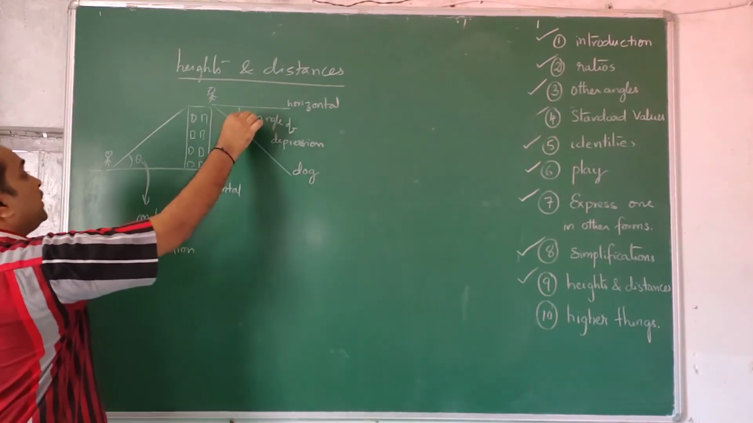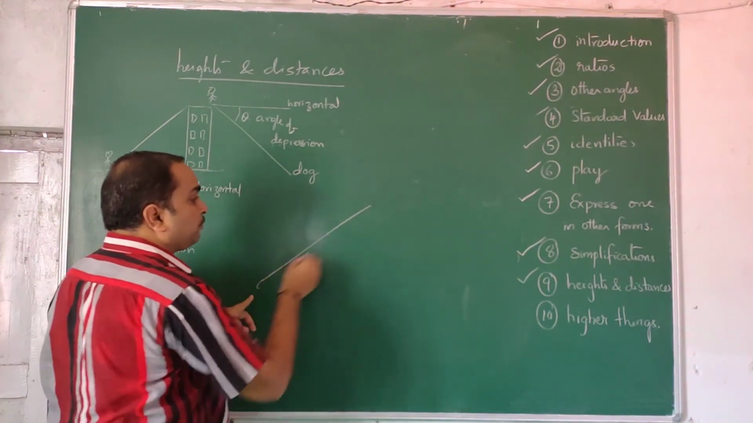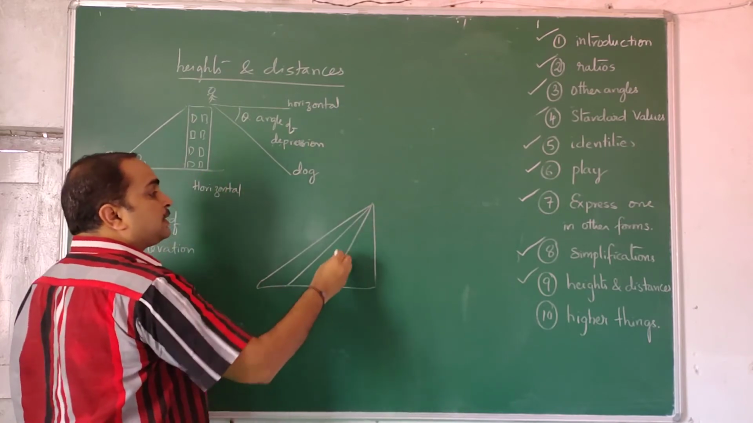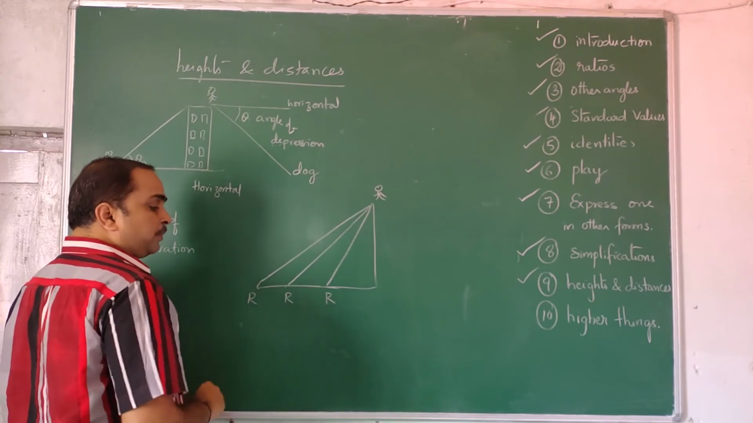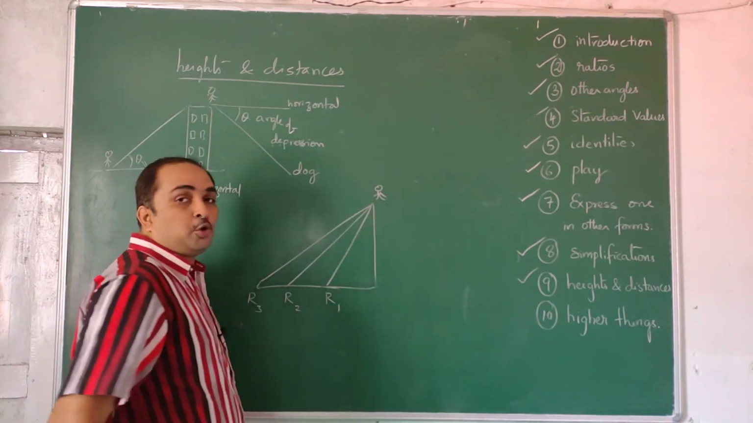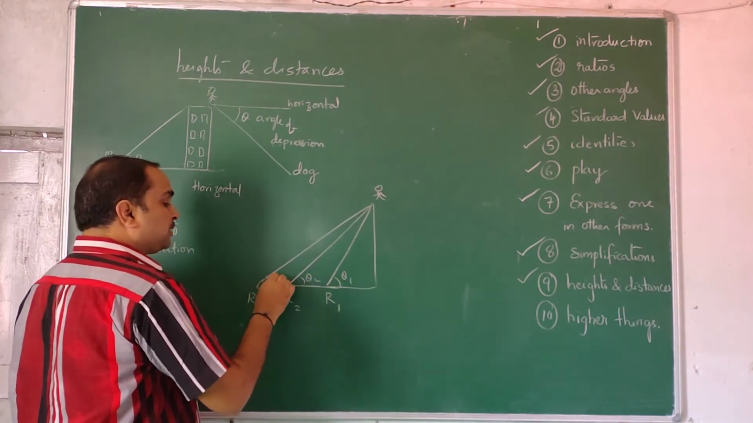This also we represent with theta. This also we represent with theta. If more angles are there, say 3 persons, Ram, Rahim, Raju, or R1, R2, R3 are seeing another person called Gupta. This person sees with theta 1, this person sees with theta 2, this person sees with theta 3.